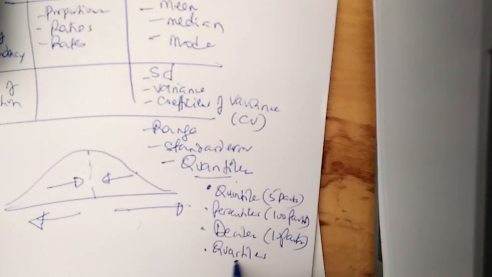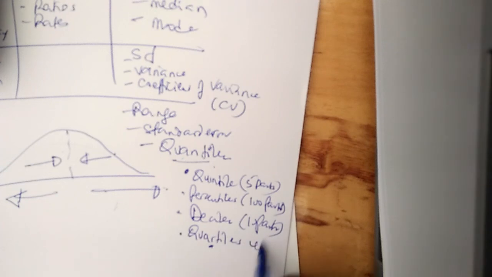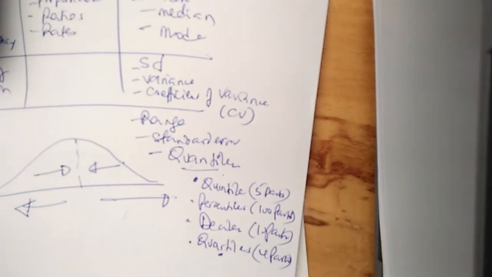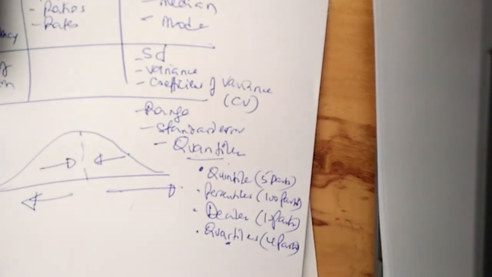Quartile is not the same as quantile. Quartiles and quantiles are not the same, and this is 4 parts. It's what we're going to be seeing quite often.